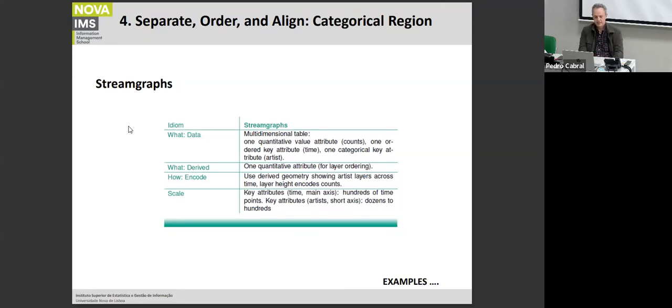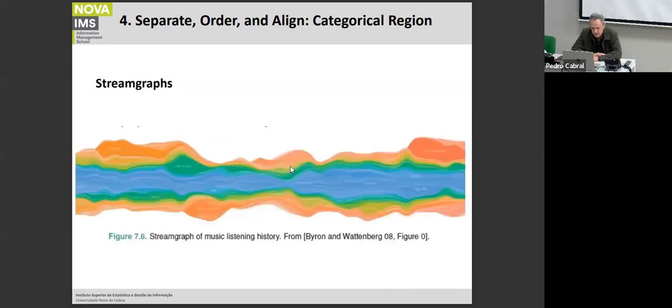Stream graphs. Here I have one quantitative attribute, if we count, and one ordered attribute, which can be time, plus one categorical key attribute. In this case, it can be the artist. We have this example here. Sorry, you cannot see the labels from the book. The labels are rock bands, music bands, and this is a representation over time.